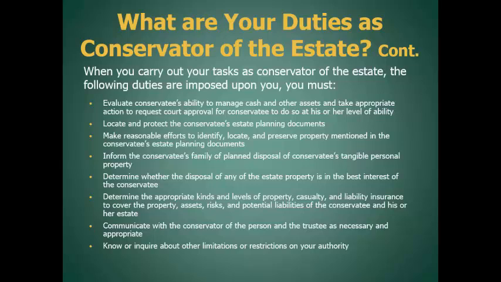Locate and protect the conservatee's estate planning documents, which includes wills and codicils, living trusts, powers of attorney for health and finances, life insurance policies, and pension records. You must make reasonable efforts to identify, locate, and preserve property mentioned in the conservatee's estate planning documents. Inform the conservatee's family of planned disposal of the conservatee's tangible personal property. Notify the conservatee's family in advance if you plan to dispose of any of the conservatee's tangible personal property with court approval or confirmation and give them the opportunity to acquire it.